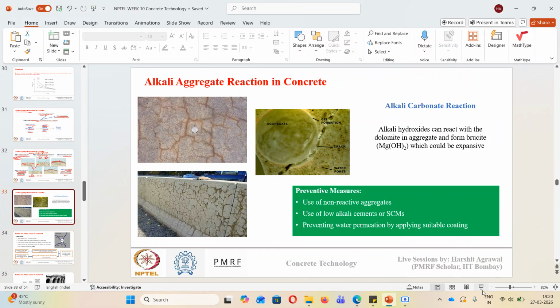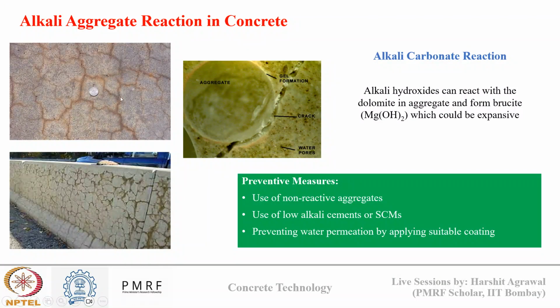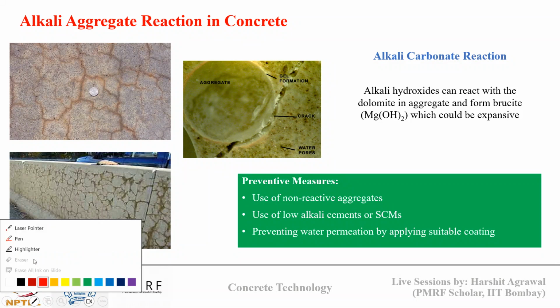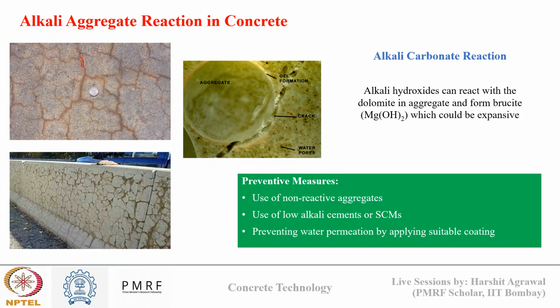So the degradation due to this alkali silica reaction generally appears as map cracking. So whenever you see a certain kind of map cracking over the surface of a concrete, it can be due to alkali silica reaction. Okay, so you can see in these two images the map cracking due to alkali silica reaction, and in the third image you can see the gel formation that is occurring at the aggregate surface. Okay, so this gel formation will cause cracking in concrete.